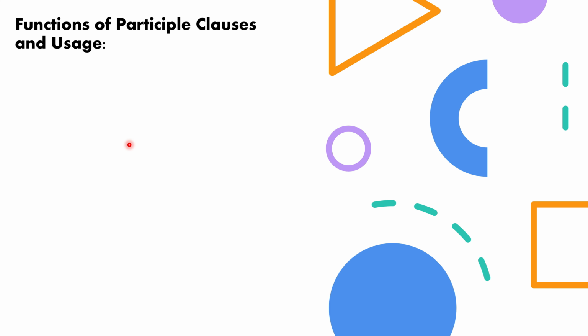There are actually many functions and usages for the participle clauses. They are not used for only one purpose. They are used for different or multiple purposes. First one is time. Look at this one. Having finished his homework, he went out to play. So after he had finished his homework, he went out to play. And we made it like this. Having finished his homework, he went out to play.